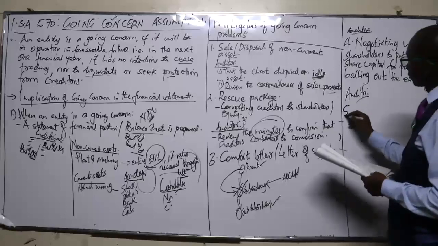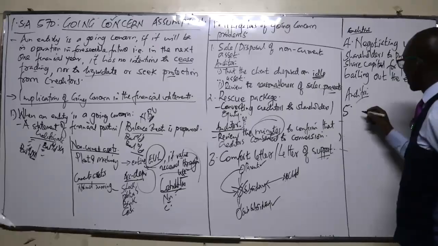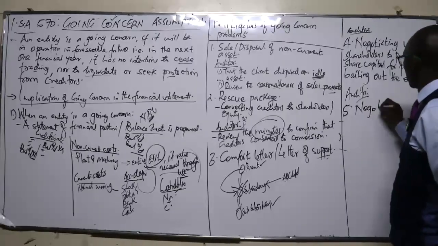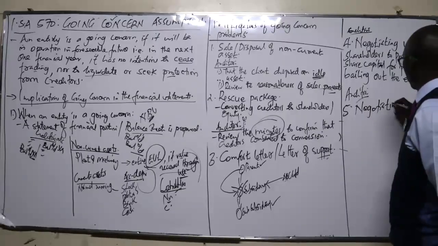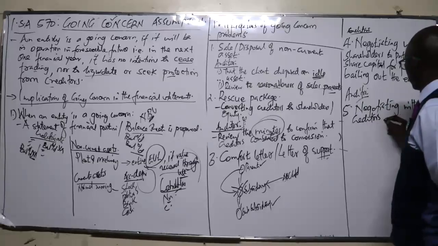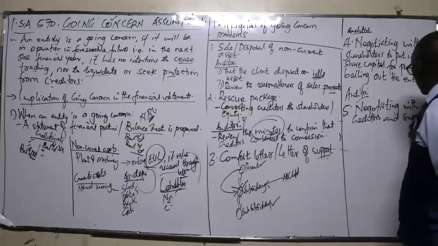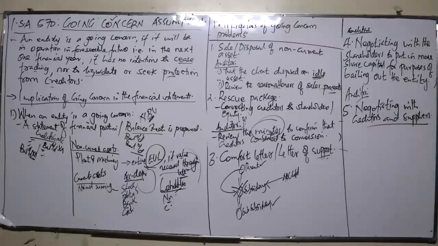The last one that we'll discuss, number five, is negotiating with creditors and suppliers.